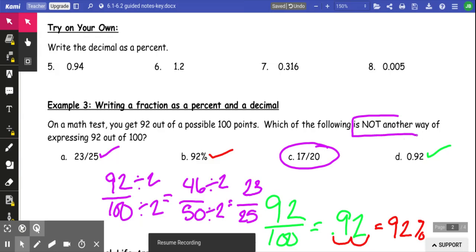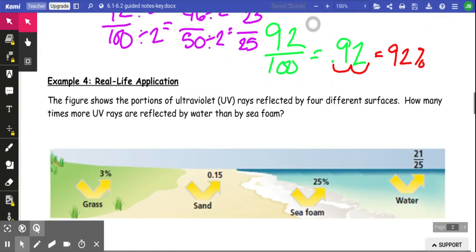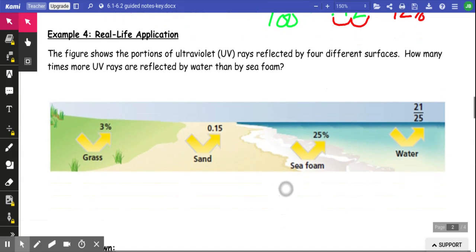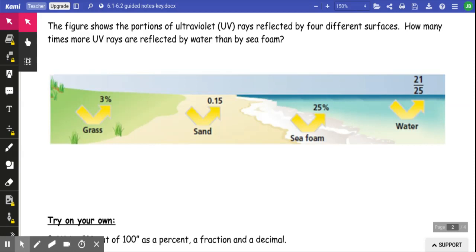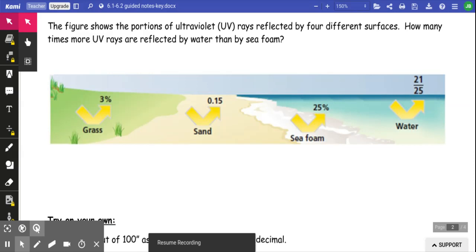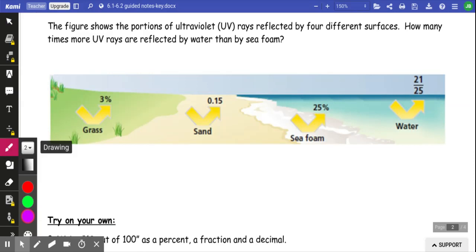All right, let's look at example 4 before we get to our next try on our own. Example 4 says the figure shows the portions of ultraviolet or UV rays reflected by 4 different surfaces. How many times more UV rays are reflected by water than by seafoam? So I can do a couple things here. I am looking at my seafoam, and this one is actually already a percent, so I think I could leave it as a percent. And this one over here, I want to turn into a percent.